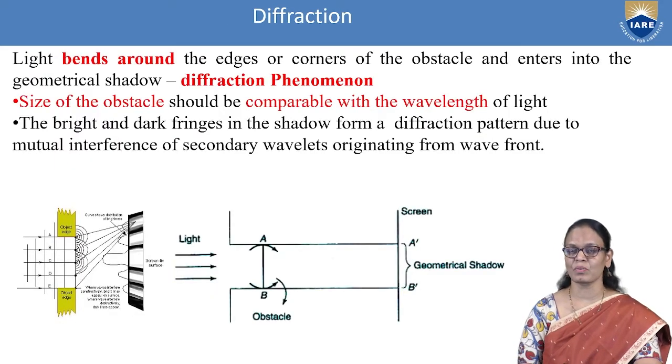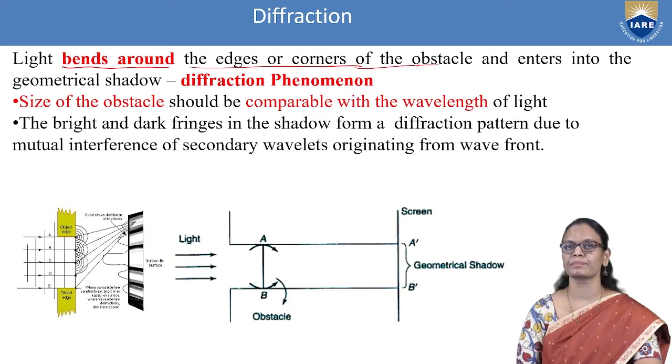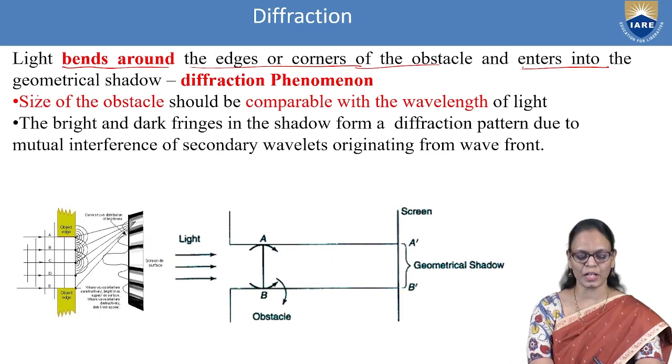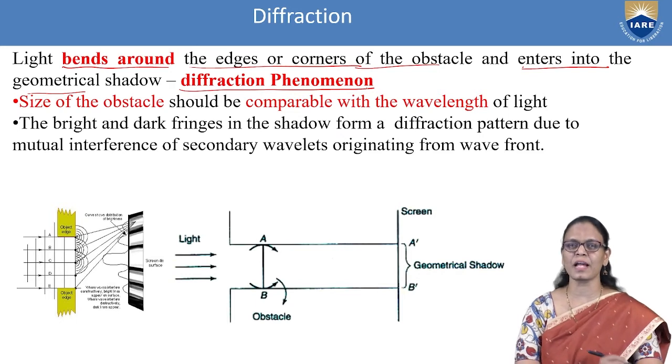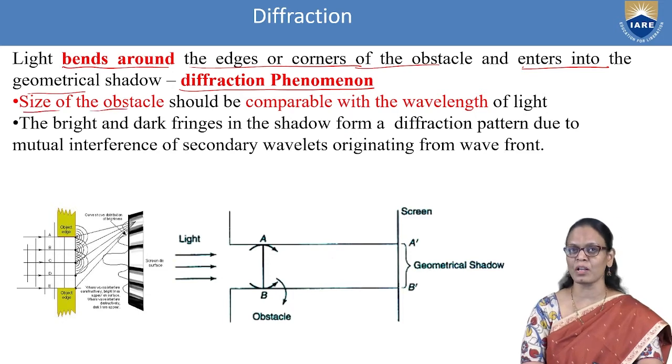That is what we are observing in diffraction. Now how does it happen? Why are we seeing waves in directions other than the direction of the incident wave? It is because light bends around the corners of the obstacle, and then it enters the geometrical shadow. That is what we call the diffraction phenomenon. So what is diffraction? It is nothing but the bending of the light ray around the corners of the obstacle and entering into the geometrical shadow. So what should be the size of the obstacle? The size of the obstacle should be very small. It should be comparable with the wavelength of light we are using.